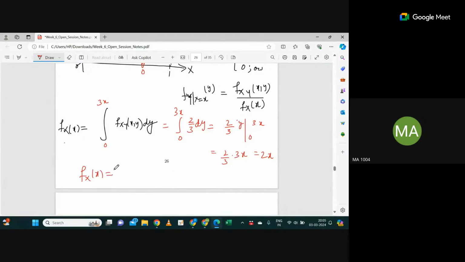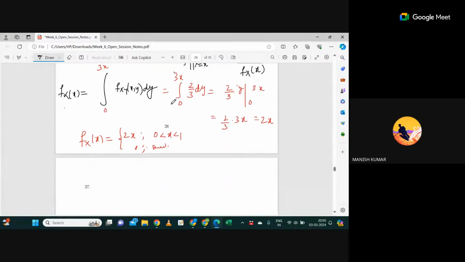So the marginal density of x is 2x here. Is this clear? Right? For the support of x. Yes or no? Yes, sir. And what is the marginal density of y?